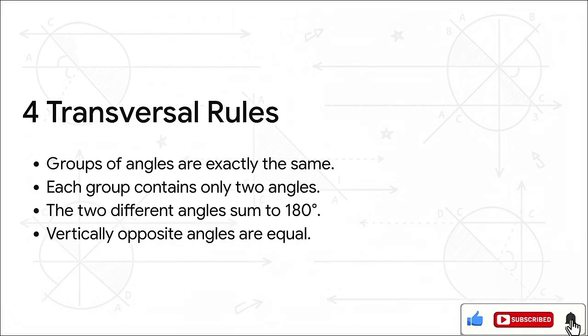Whenever this specific geometric scenario pops up, you end up with a group of 4 angles at the top intersection, and a group of 4 at the bottom. The cool thing is, you really only need to remember 4 simple rules to figure out literally any missing number here. Rule 1. The top group and bottom group are completely identical. Rule 2. There are only ever 2 different angle measurements in the entire diagram. Rule 3. Those 2 different angles always add up to 180. And Rule 4. The vertically opposite ones are always exactly the same.